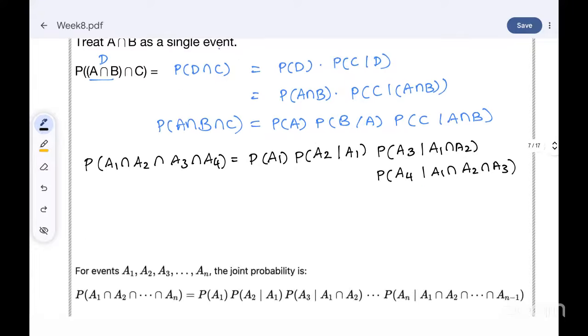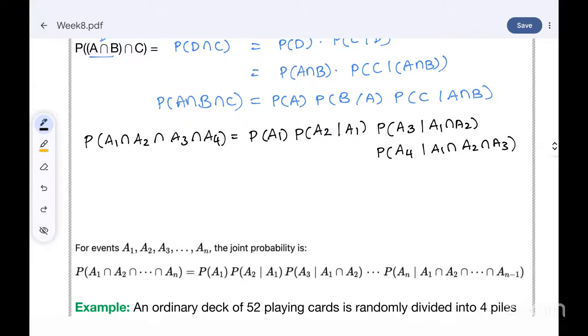So now you know that the general formula should go like this. If you have n events, the joint probability is given as follows. So how are we getting the joint probability of n events? Is that clear for everyone? Yeah. Yes.